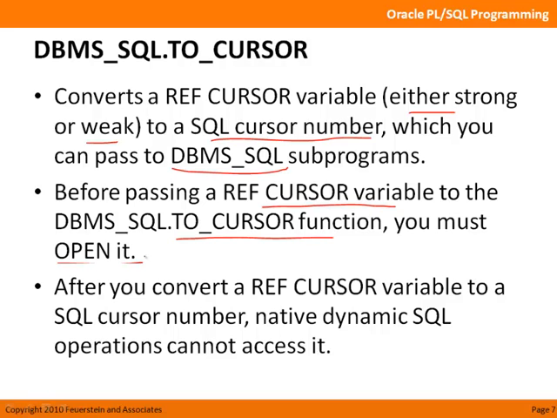And after you convert a ref cursor variable to the SQL cursor number, you can only use it with DBMS SQL. You can't use it with native dynamic SQL operations. So once you make the conversion, you've got to stick with the new approach. I suppose you could convert back and forth multiple times. That would be a really complex scenario. Let's take a look.